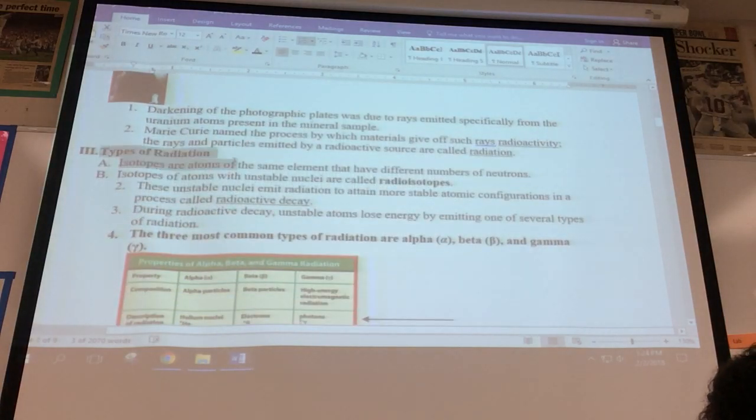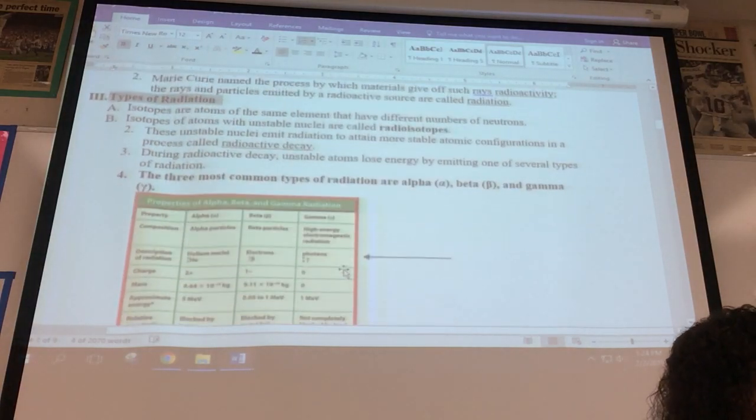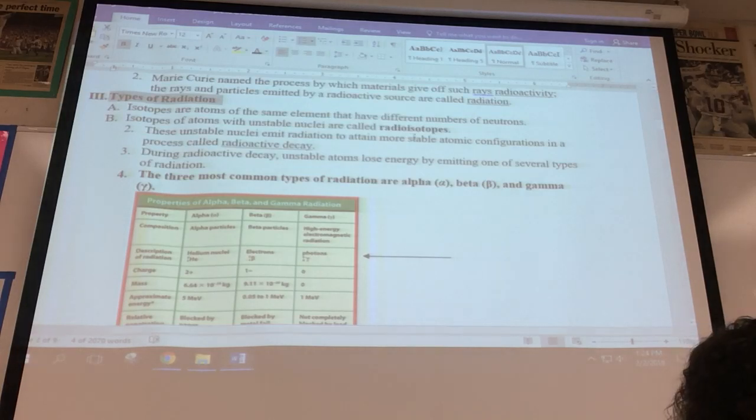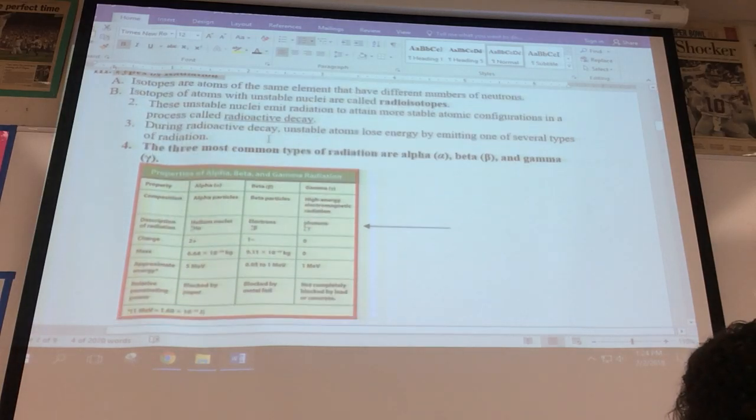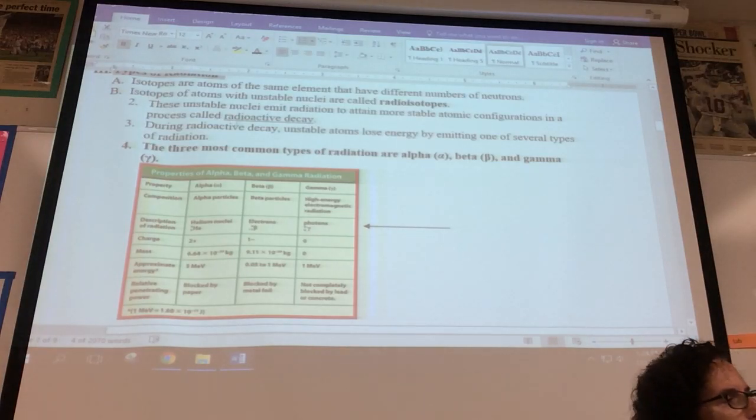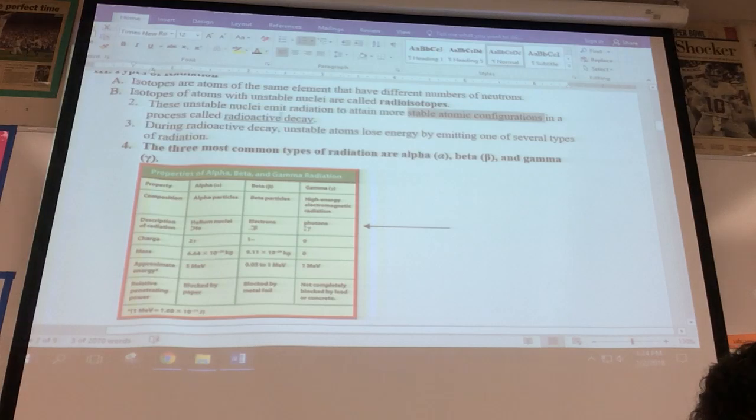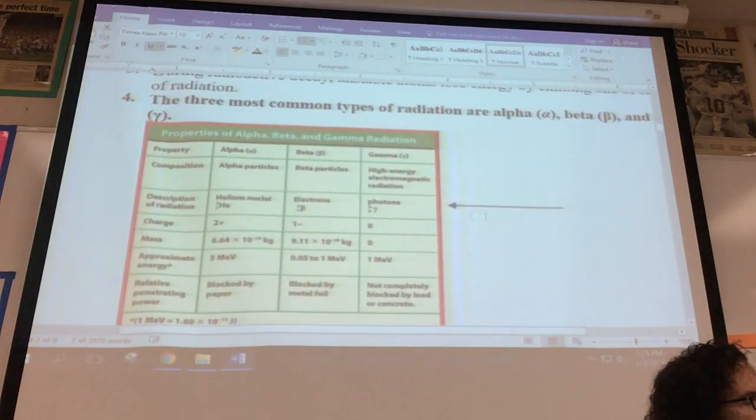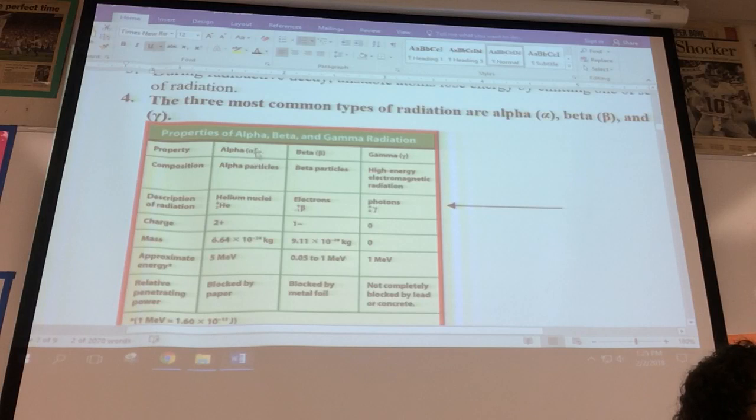We're going to look at 3 main types of radiation. We've already talked about isotopes and radioisotopes. Remember that radioisotopes have unstable nuclei and they will emit radiation. The unstable nuclei essentially emit this radiation to achieve a more stable configuration. We'll talk about that at the very end. The process is known as radioactive decay. There are 3 common types of radiation, and they are alpha, note the designation, beta, and gamma.